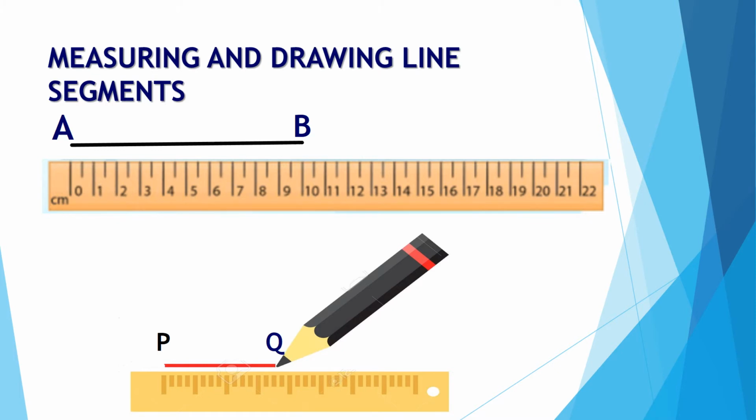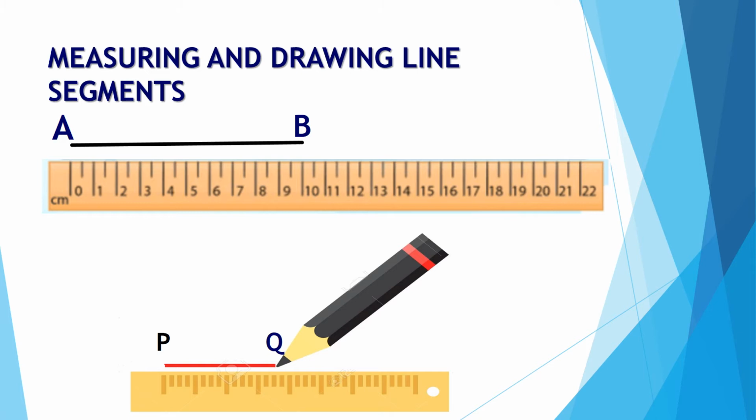Now let us learn how to measure and draw line segments. Given as an example a line segment AB, we can use a scale or a ruler to measure the line segment. You first place the 0 mark of the scale on point A and then continue to read the scale and find out the reading at point B. So given here, AB measures 10 centimeters.